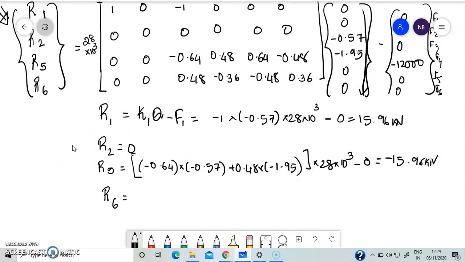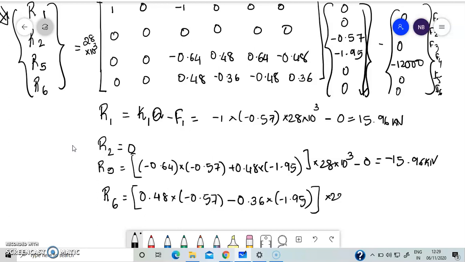And the last reaction, R6, is given by 0.48 into minus 0.57 minus 0.36 into minus 1.95, into 28 into 10 to the power 3. F6 is 0 and this is 12 kilonewton.